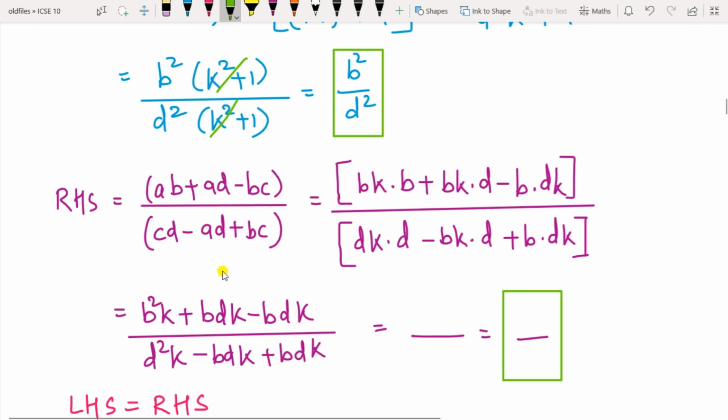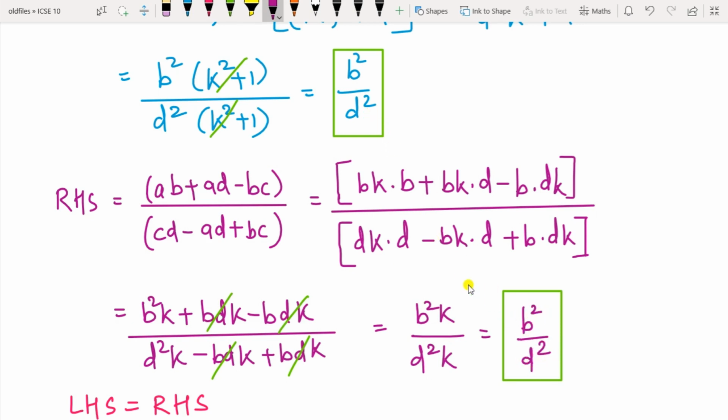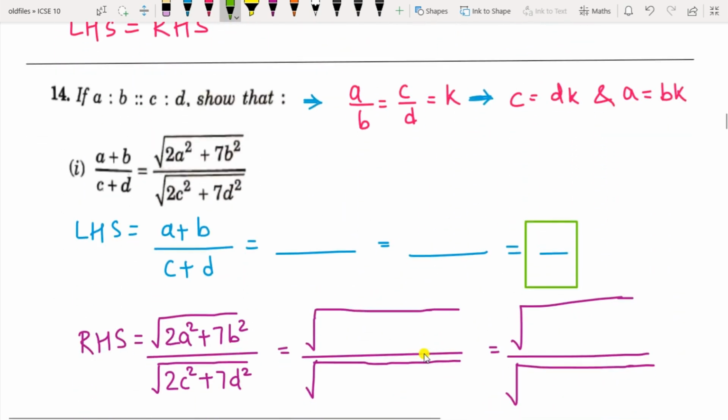This plus minus similar terms will get cancelled from the numerator and denominator both. So remaining is here b square k upon d square k. Here again k will get cancelled, so you have b square upon d square, that is your LHS. So LHS equal to RHS. Okay, so it's quite easy, and such questions will be asked in the exam for 3 marks.